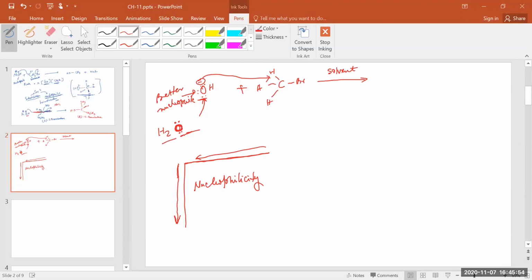And when we compare for the same atom, then the negative charge will be a better nucleophile than the neutral molecule.